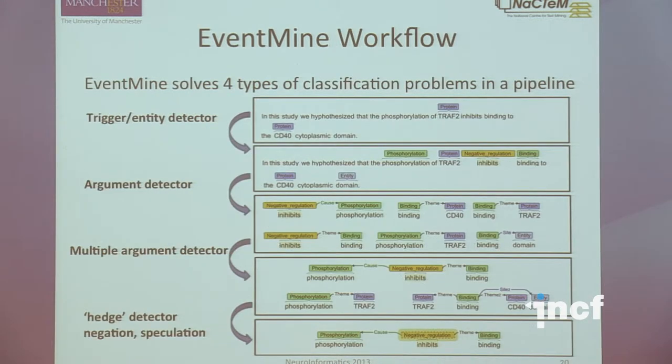So the EventMine workflow is basically to solve different types of classification in a pipeline. Normally you have a trigger or an entity detector, then you have to find the relationships between those entities, the arguments, the semantic roles. Typically, an event is not binary, and that's actually the difficulty. There are different arguments. You have the location, you have sites, which have to be identified, and then what we call in hedging is the modality, if it's negated or speculated.